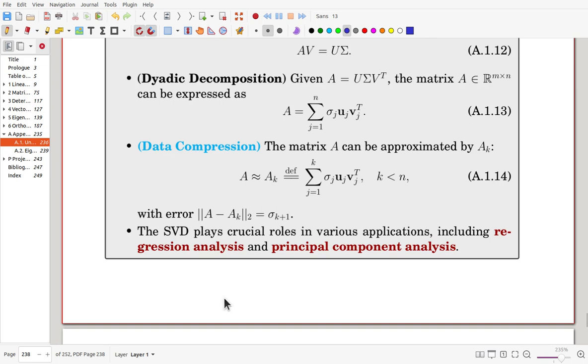The singular value decomposition plays crucial roles in various applications, including regression analysis and principal component analysis. Now, I hope you understand why we need eigenvalues and eigenvectors, and also some geometric interpretation of them. Okay, thank you.